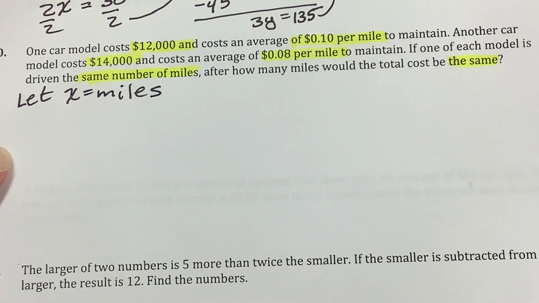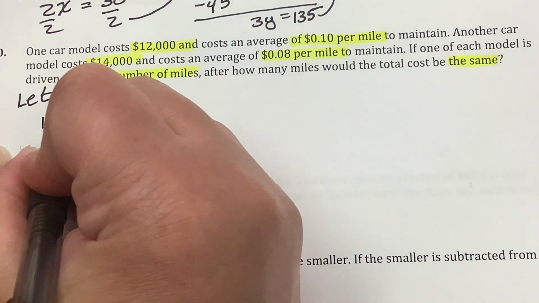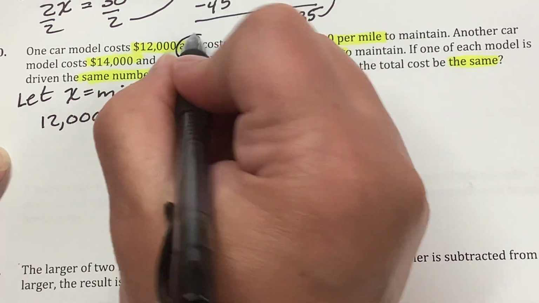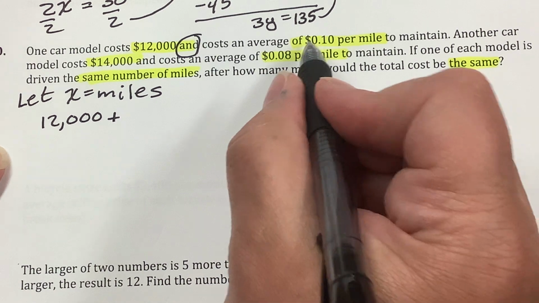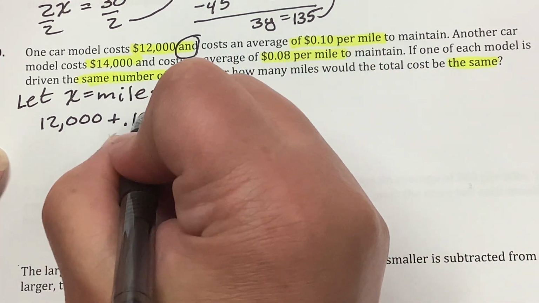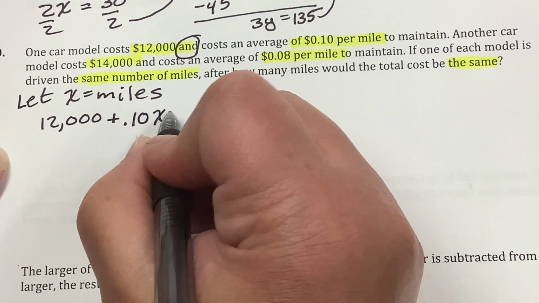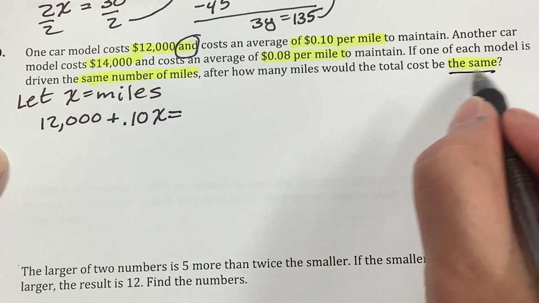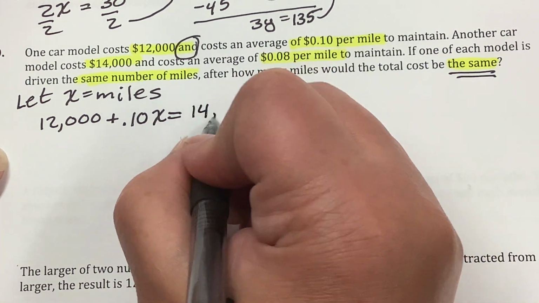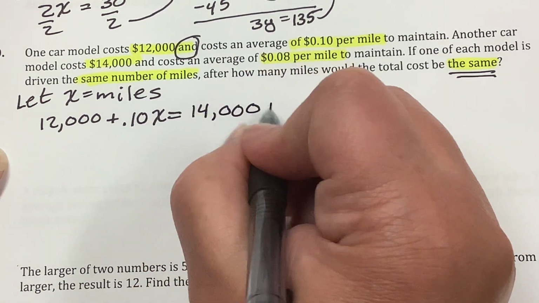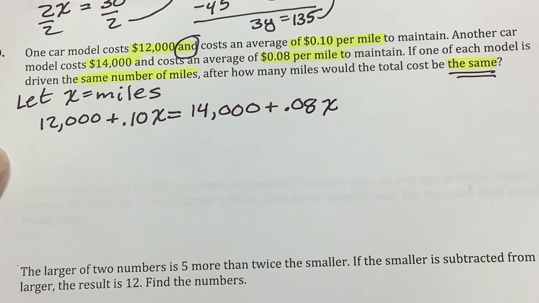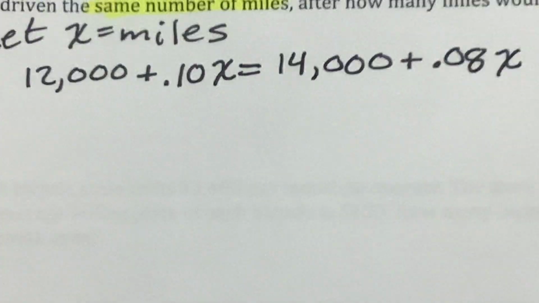Now, the first one is $12,000 plus, because remember that word "and" means plus, 10 cents per mile. "Per" means multiply, so times x, and that's going to be equal, because it has to be the same, to $14,000 plus 0.08 cents per mile and the same x per mile. So now I can solve it.